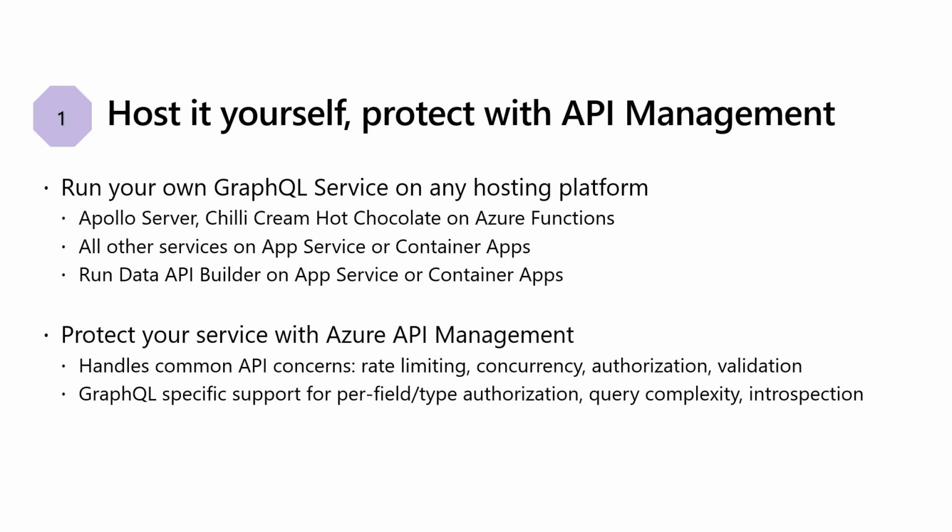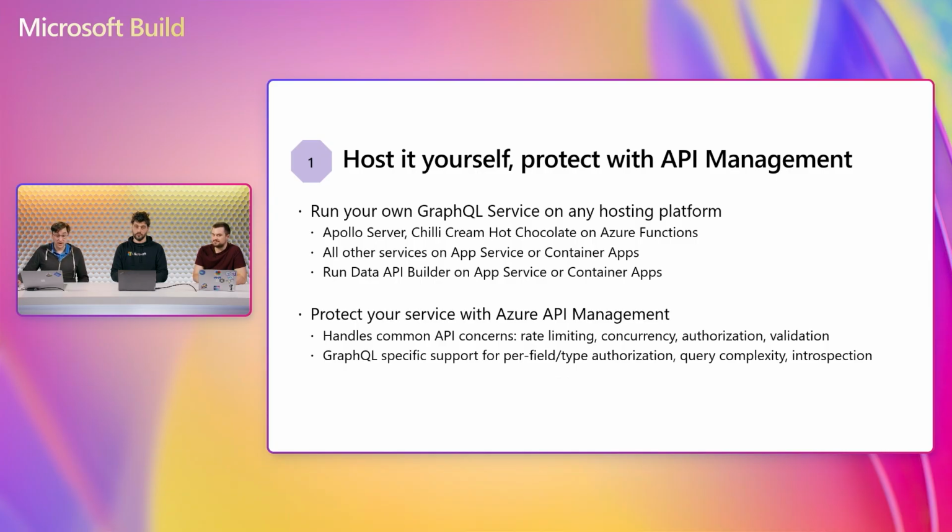Azure API Management is designed to protect HTTP APIs, and GraphQL is a HTTP API. There are security concerns around rate limiting, around concurrency checks to make sure that you, or someone else, isn't doing a denial of service against your service. You've got authorization checks, content validation to make sure that things are going to be secure. Finally, there's GraphQL specific support within Azure API Management for per field authorization, query complexity control, and introspection control.